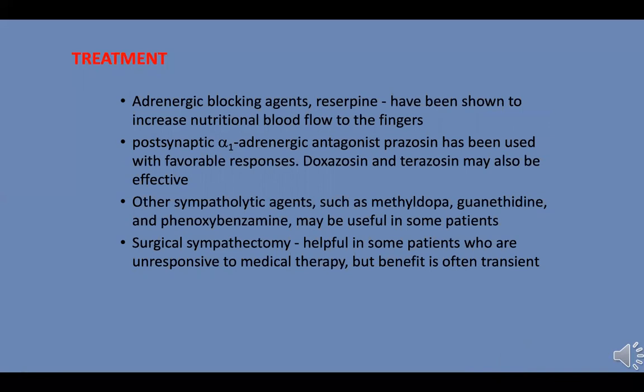Adrenergic blocking agents like reserpine have been shown to increase nutritional blood flow to the fingers. Postsynaptic alpha-1 adrenergic antagonists like prazosin have been used with favorable responses. Doxazosin and terazosin may also be effective. Other sympatholytic agents like methyldopa, guanethidine, and phenoxybenzamine may also be useful in some patients. Surgical sympathectomy is helpful in some patients who are unresponsive to medical therapy, but the benefit is often transient.